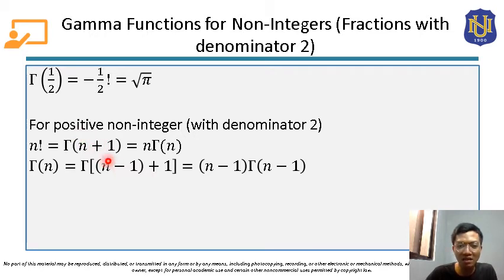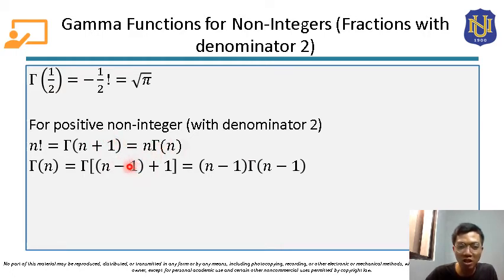So we will parallel this here. This n minus 1 will represent this n, and this plus 1 will represent this plus 1. So meaning to say, we can rewrite this gamma of n minus 1 plus 1 this way. Again, we will treat this as n, so this will be the equivalent for that: n plus 1 plus 1. So we will apply this.